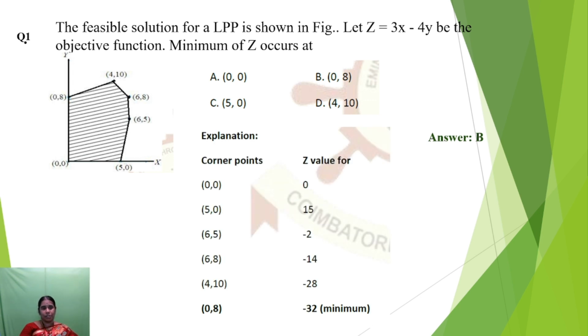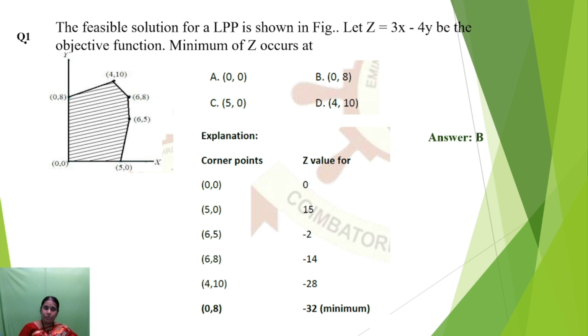Here is the explanation. We have the corner points of the feasible region. Find the value of z for all the corner points. Substitute x and y as 0, 0 in z. Substitute 5, 0 in z. Substitute 6, 5 in the equation of z. On substituting all these, we can calculate the value of z for all the corner points. Among all the points, the minimum one is our answer.